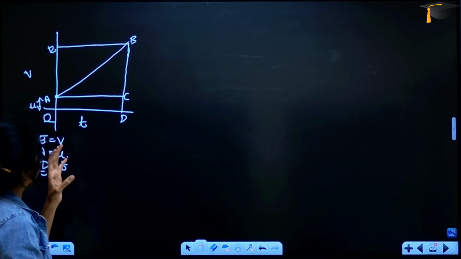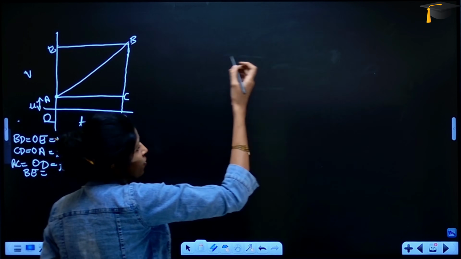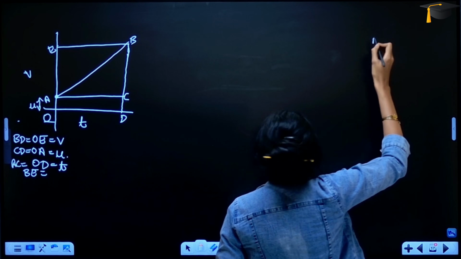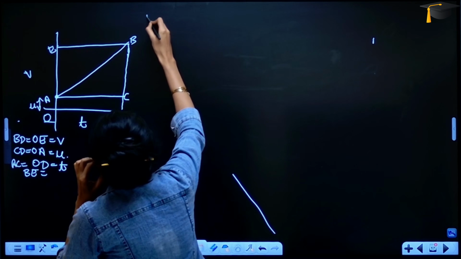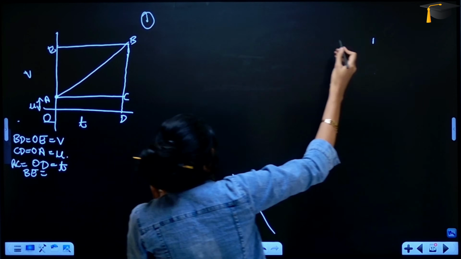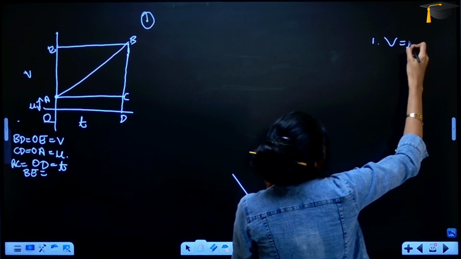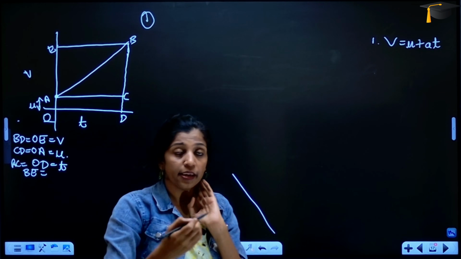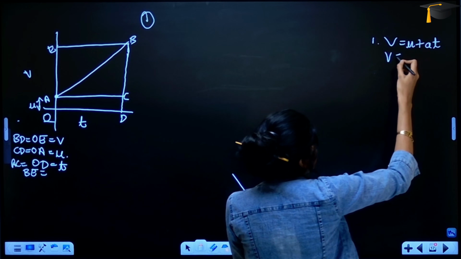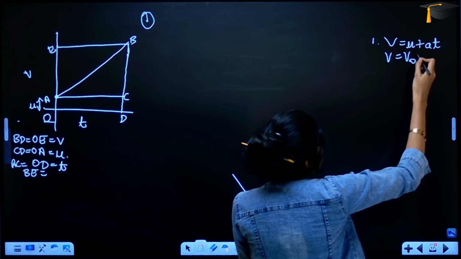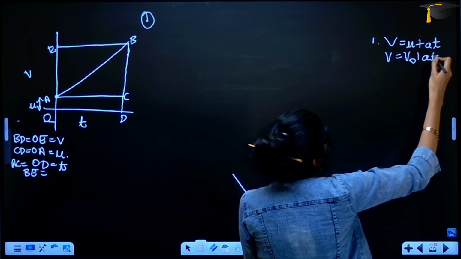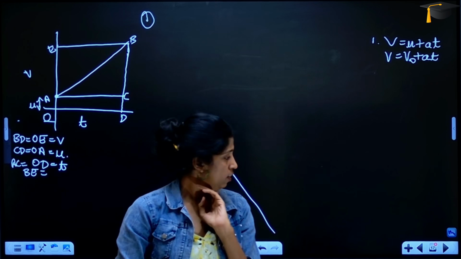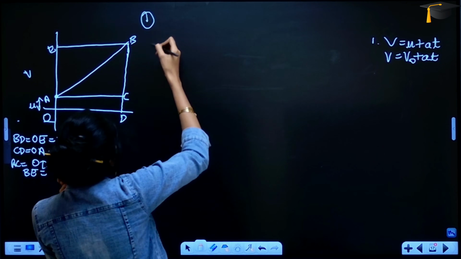Now, firstly, we need to prove three equations of motion. I'll mention the three equations of motion over here. The first equation of motion we will be proving is V equals U plus AT. They can ask you as V equals U plus AT. If not, in place of U, they might write V naught, so V equals V naught plus A into T. So remember this.